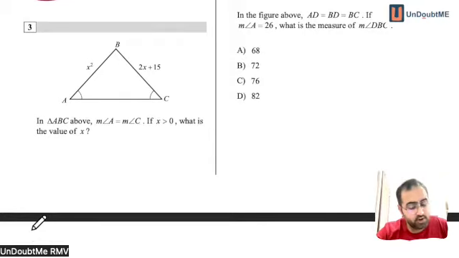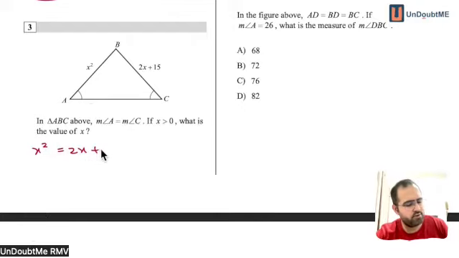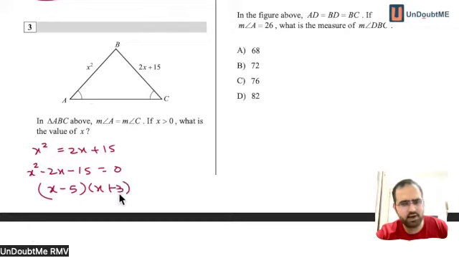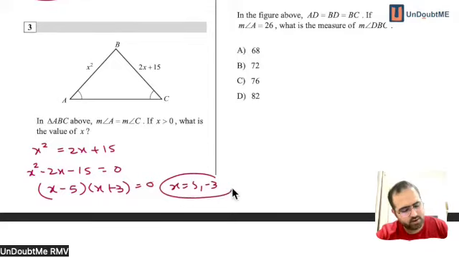In triangle ABC above, the measure of A is equal to C. Both of them are the same. What is the value of x? If both of them are the same, then x square will be equal to 2x plus 15, so it's a quadratic. x square minus 2x minus 15 is equal to 0. 3 and 5, so x minus 5 and x plus 3 will be the factors. x will have two values, 5 and minus 3, but it is given in the question that x is greater than 0. So I'll be accepting 5 only. Minus 3 is not taken. The answer will be only 5.